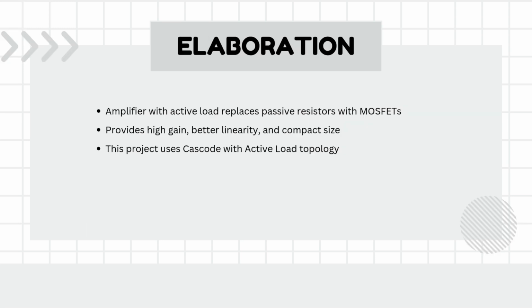To start, let's understand the motivation behind using an active load. Traditional amplifiers often use resistive loads, but in IC design, large resistors take up space and can limit performance. By using MOSFETs in saturation as an active load, we get a high output impedance which improves gain and frequency response and also saves chip area. This project uses the cascode configuration, which further improves gain and stability.